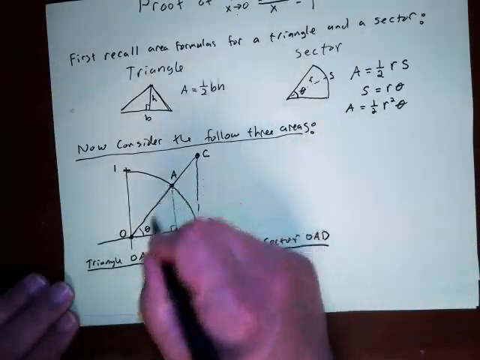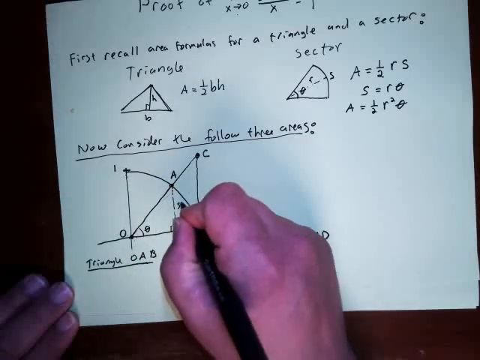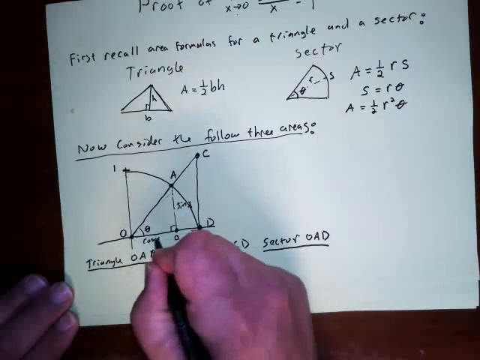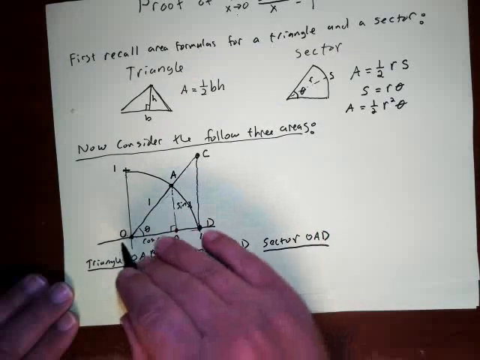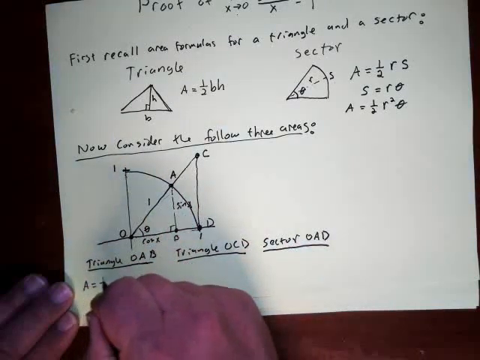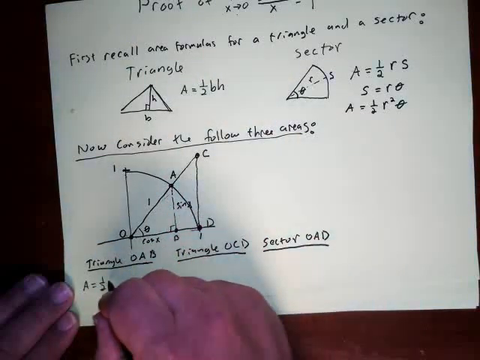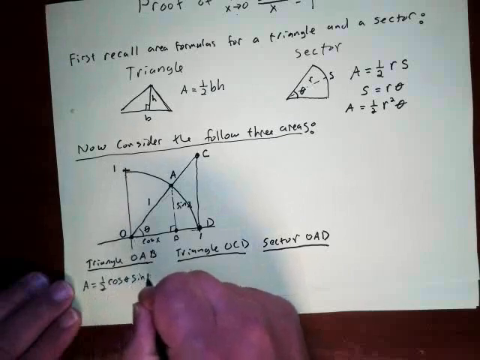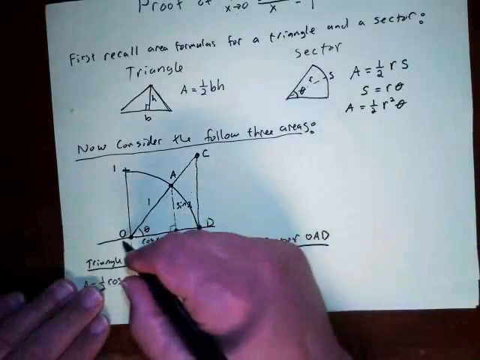Okay, so notice this is the unit circle. So this here is equal to the sine of x, and this here is equal to the cosine of x, right? And this radius is equal to 1. That's just regular unit circle trig. So the area of this triangle is 1/2 base times height. So the base is the cosine, the height is the sine. So this is 1/2 cosine theta sine theta. Now what about the area of this triangle?